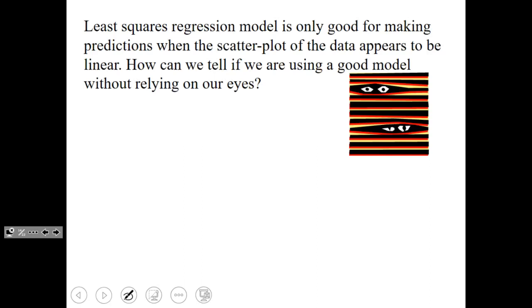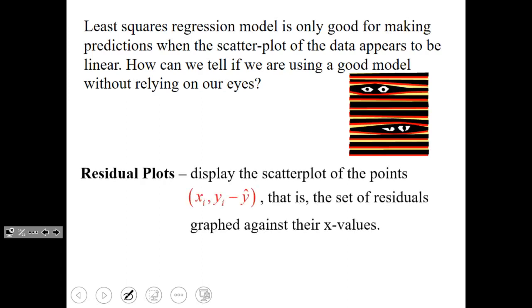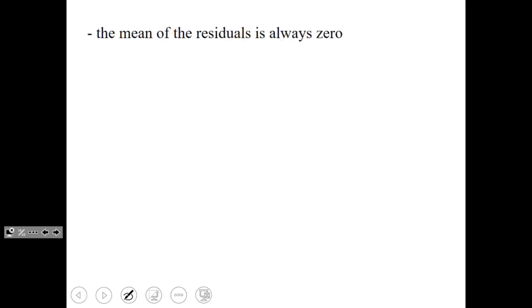Least square regression models are only good for making predictions when the data plot looks kind of linear. If it's curved, I can't use it. Okay? But how can I tell if I'm using a good model without using my eyes? I look at the residuals. Residuals should display a scatter plot of points, and that's just my x, and then my residuals graphed against their x values. Okay? So my difference between the observation and the prediction, with the x value still being used for the plot.